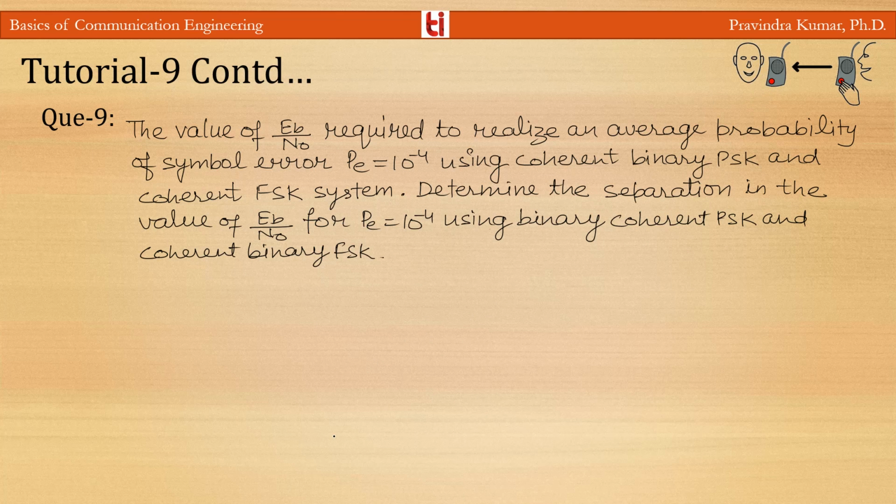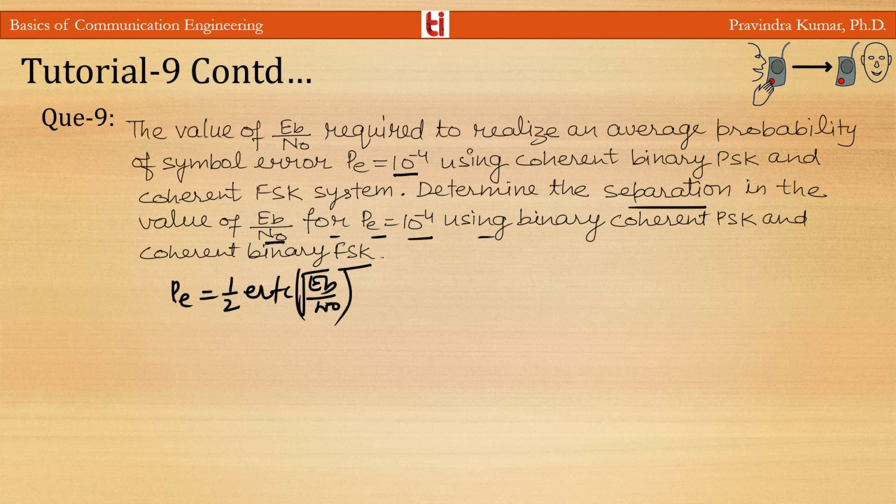Now next question. Find the value of EB by N naught required to realize an average probability of symbol error Pe of 10 to the power minus 4 using coherent binary PSK and coherent FSK systems. Now determine the separation in the value of EB by N naught for probability of error 10 to the power minus 4 using binary coherent PSK and coherent binary FSK. So for the coherent PSK, the average probability of error is 1 by 2 ERFC under root EB by N naught, and with probability of error 10 to the power minus 4, 2 into 10 to the power minus 4 is equal to ERFC under root EB by N naught.